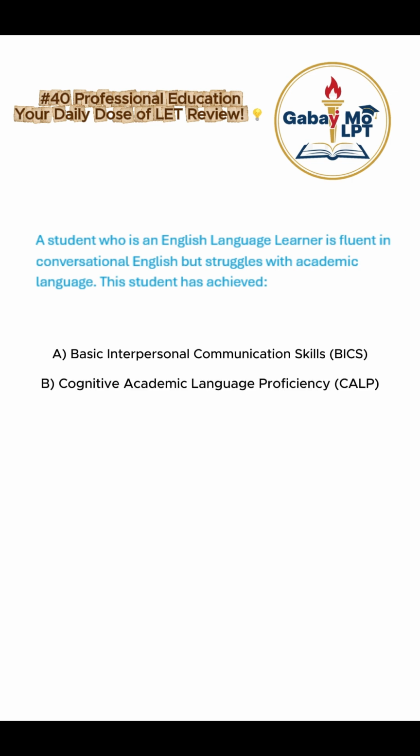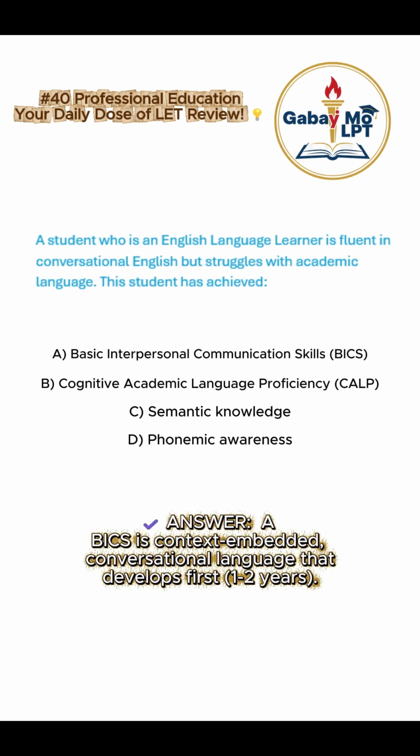A student who is an English language learner is fluent in conversational English but struggles with academic language. This student has achieved: A. Basic Interpersonal Communication Skills, BICS. B. Cognitive Academic Language Proficiency, CALP. C. Semantic knowledge. D. Phonemic awareness. Answer A. BICS is context-embedded.